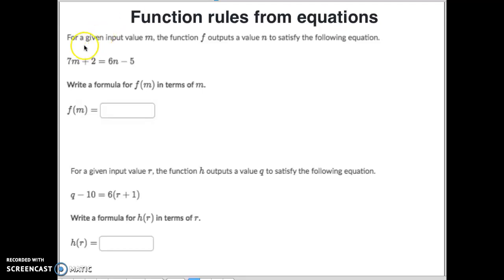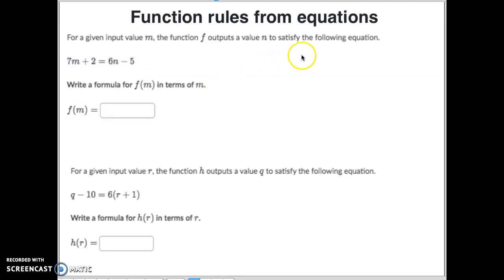So let's get started. For the first one, you're going to notice that there are two variables in this equation, both m and n, and they want you to write a formula for f of m in terms of m. Basically, all they're telling you to do, to make this quite simple, is solve for the variable that is not in terms of. Okay, so you're going to solve this equation in terms of n. So you're going to get n by itself.